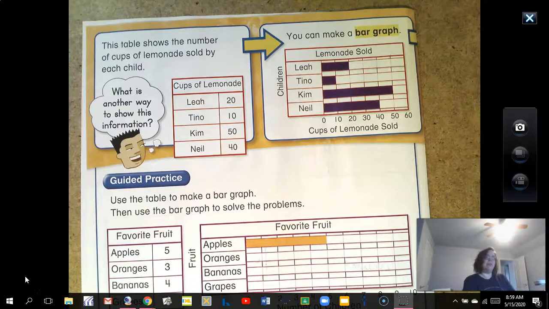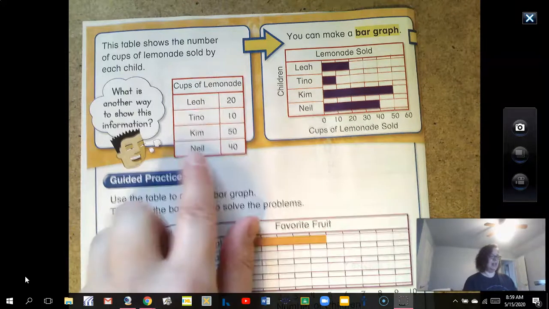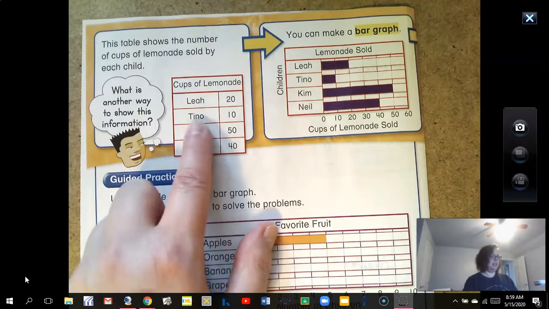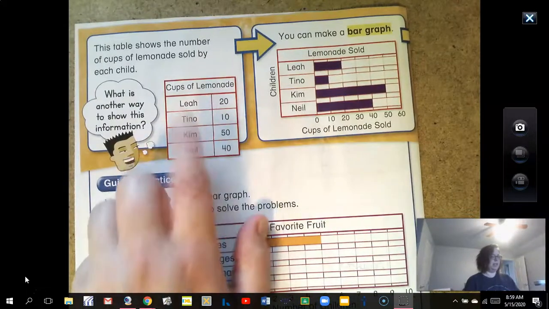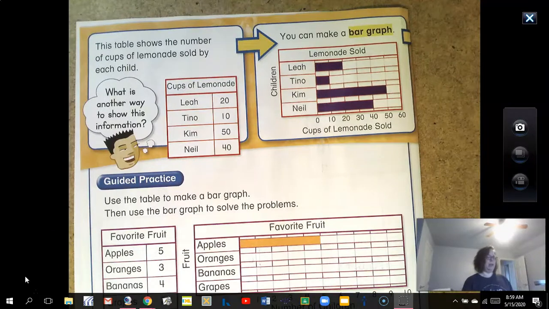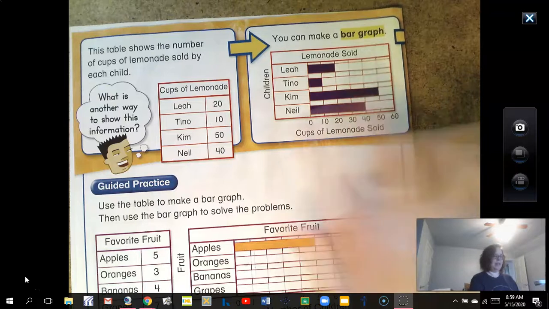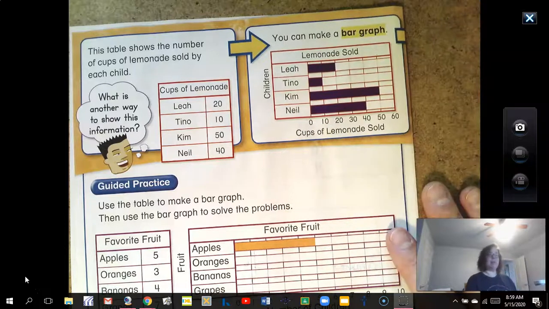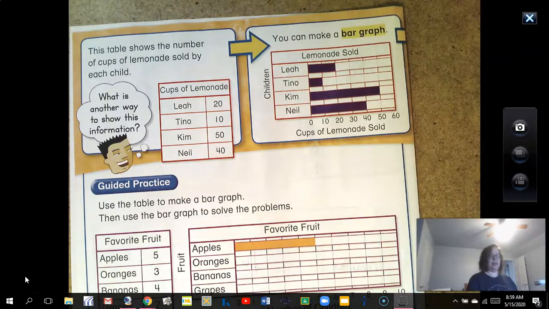Okay, so how many children sold cups of lemonade? Well, if we look at the information that they give us, there are 4 children, Leah, Tina, Kim, and Neil. All right, so Leah sold 20, Tina 10, Kim 50, and Neil 40. And then, this is the same thing, the bar goes horizontally, okay, not up and down, but there are graphs where the bars go up and down. They go vertically, okay, but the ones that we're showing you right now are going horizontally.